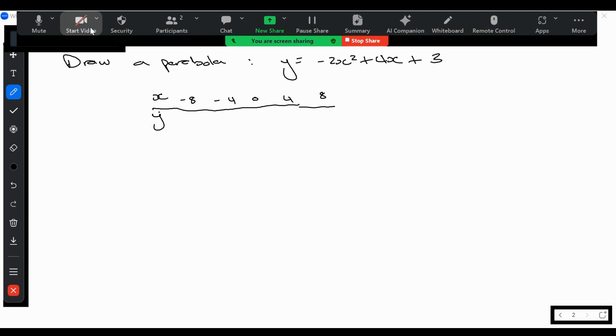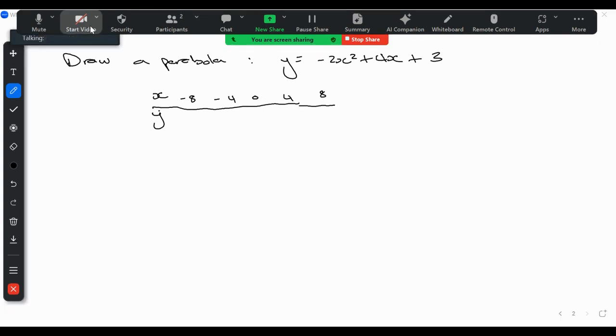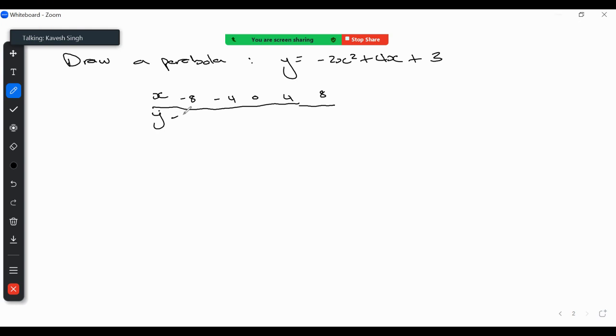So I take negative 8, and so negative 2, bracket, open the bracket, negative 8. This takes a while because you got to put it in an equation. So it's good to keep the equation on your calculator ready to go for the next one every single time. And then 4 times negative 8 plus 3 comes to negative 157.